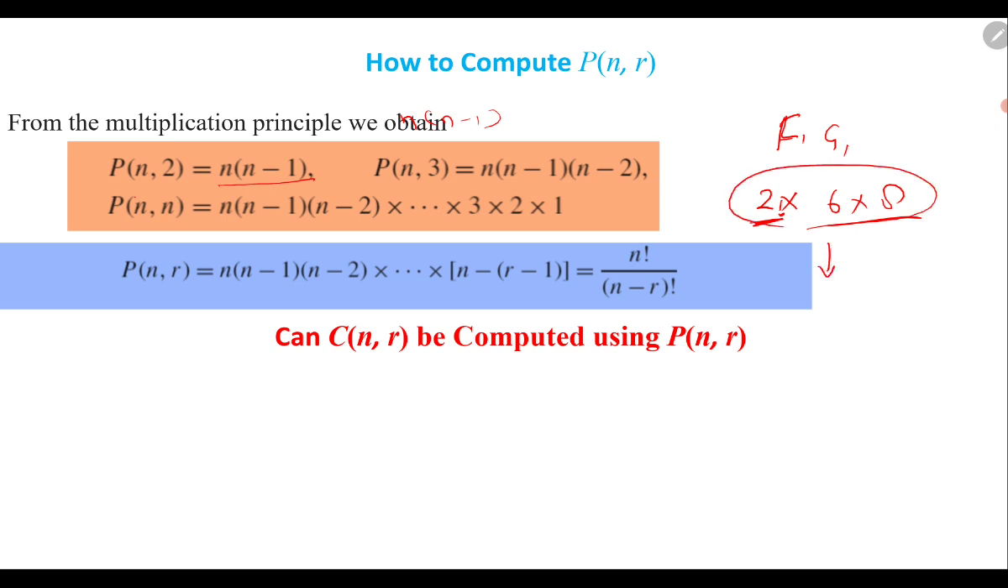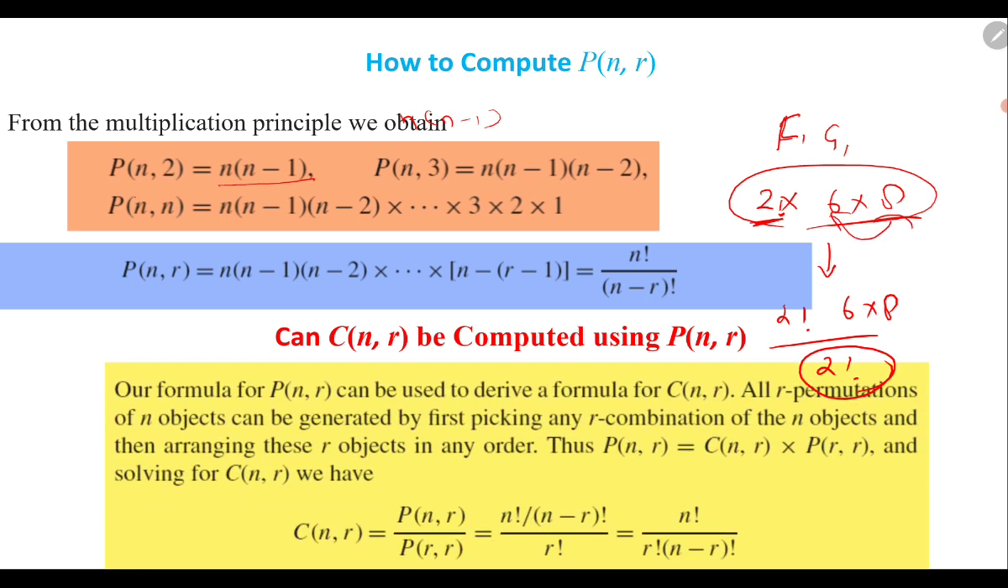So from permutation, if I have to obtain the combination, then I must divide it by 2 factorial, which represents the number of arrangements where the order is not required. So it means that if I have to compute C(n,r), then I must divide P(n,r) by r factorial. And this is how the formula for C(n,r) looks: n factorial divided by r factorial times n minus r factorial.